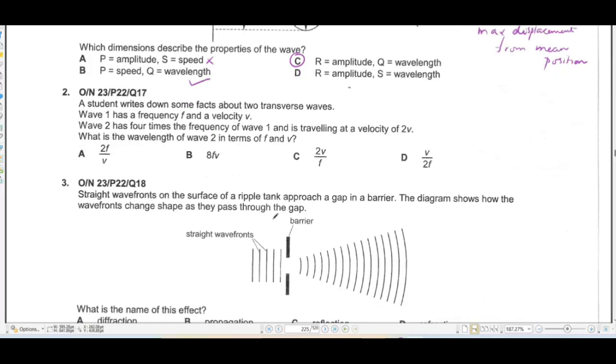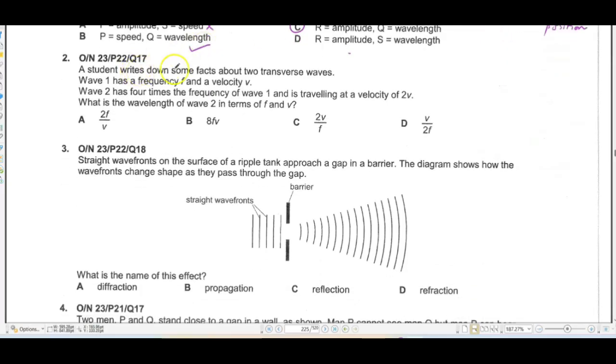Moving forward to question number 2. A student writes down some facts about two transverse waves. Wave 1 has a frequency f and a velocity v. Wave 2 has 4 times the frequency of wave 1 and is traveling at a velocity of 2v. What is the wavelength of wave 2 in terms of f and v?